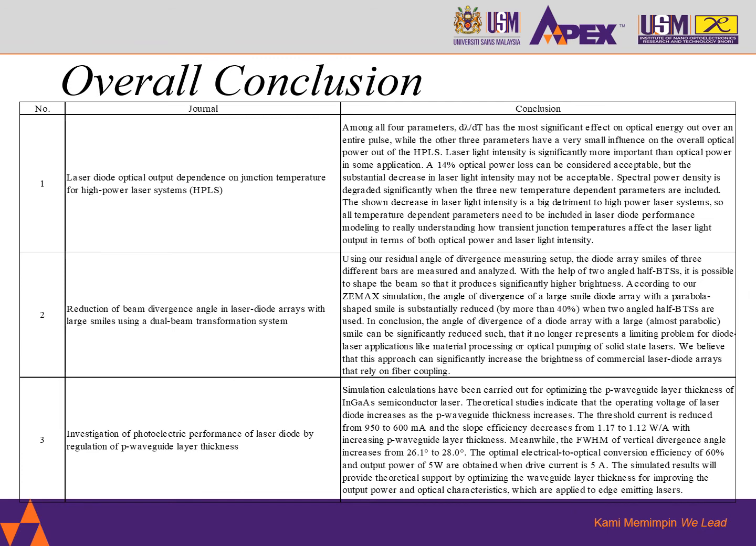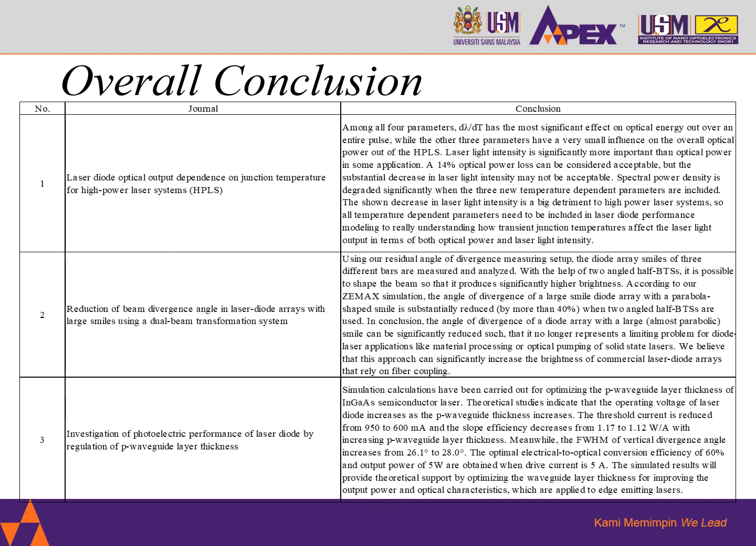So these are the overall conclusions of each journal. From the first journal, among the 4 parameters, we can see center wavelength has the most significant effect on the output optical energy over an entire pulse. The other 3 have a very small influence, but there is still influence. In certain applications, optical power loss can be acceptable, but a decrease in light intensity is not acceptable.